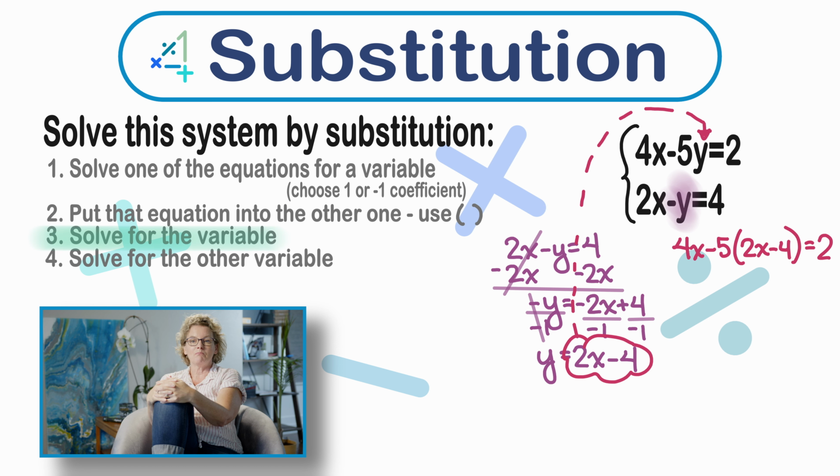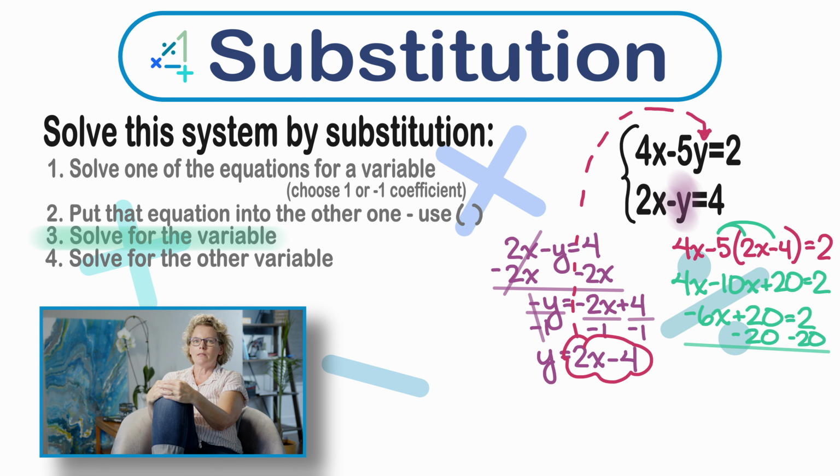On to step 3, solve. Distribute, but watch those signs, please. 4x minus 10x plus 20 equals 2. Simplifies to negative 6x plus 20 equals 2. Subtract 20, negative 6x equals negative 18. Divide by negative 6, and x equals 3.